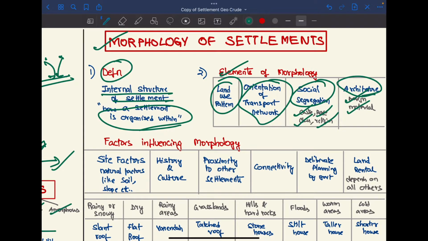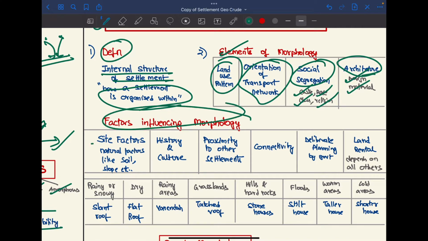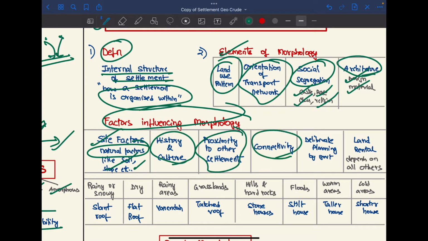and what the building materials are. Factors influencing the morphology: we have site factors or the natural factors like soil, slope, climate, etc. History and culture, proximity to other settlements, connectivity, deliberate planning by government, and land rental. Land rental is dependent on all these factors.